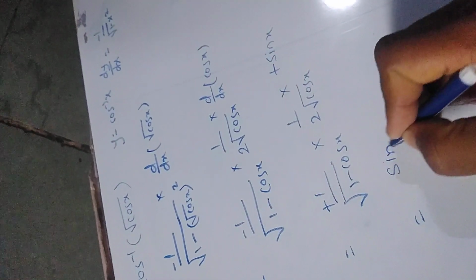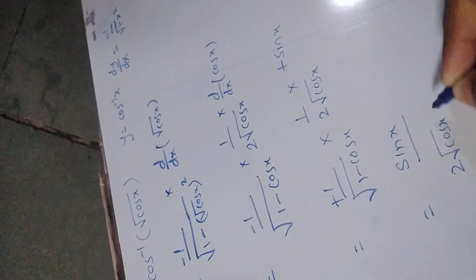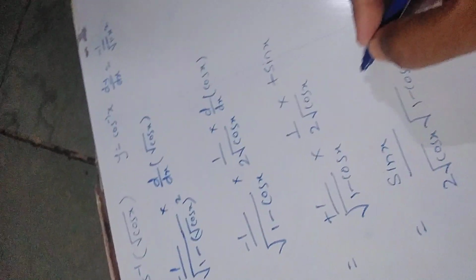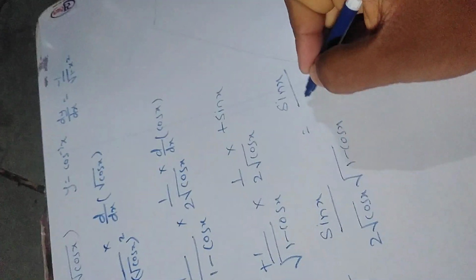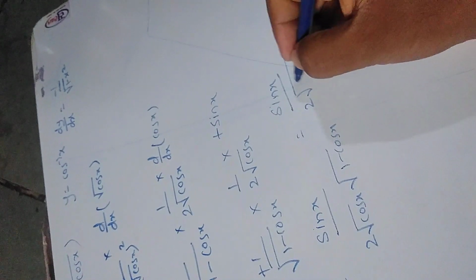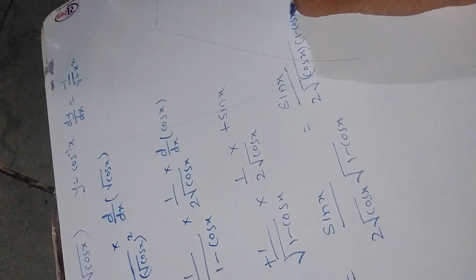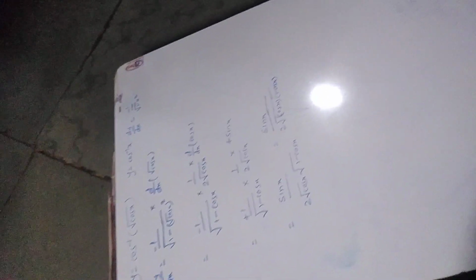So in the next step, minus minus will get converted into positive sign. So the remaining term will be sin x upon 2 under root of cos x into under root of 1 minus cos x, which can be written as sin x upon 2 into under root of cos x into 1 minus cos x. So we have got a final solution to our problem. So this was another type of problem using a cos inverse function.